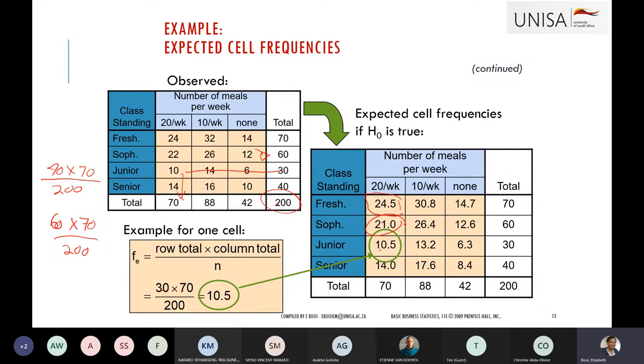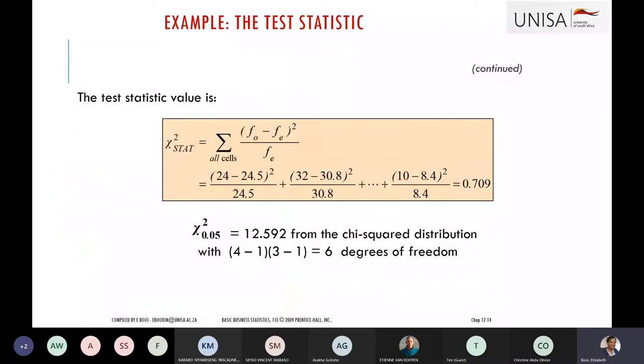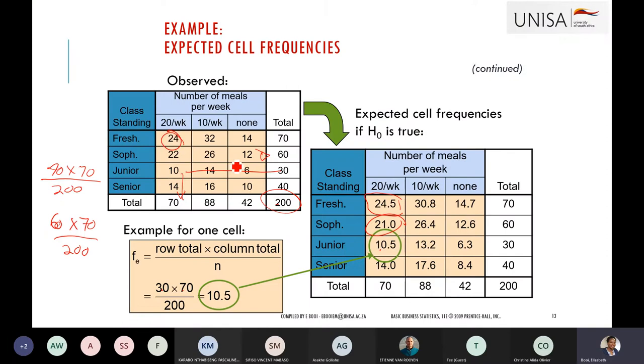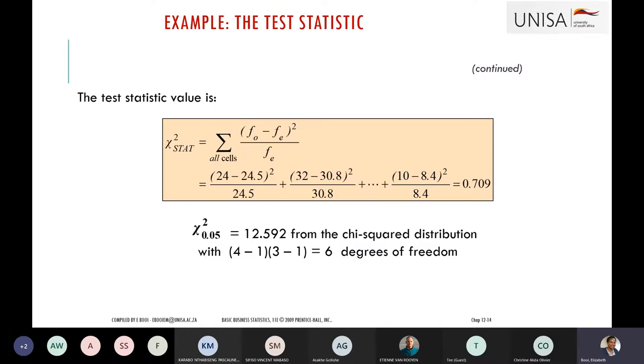Once we're done, we are able to calculate the test statistic by taking the observed value minus the expected value, squared, divided by the expected value, for all the values of your observed and expected frequencies, and you get the answer that you have. Then you go to the table and look for the critical value.